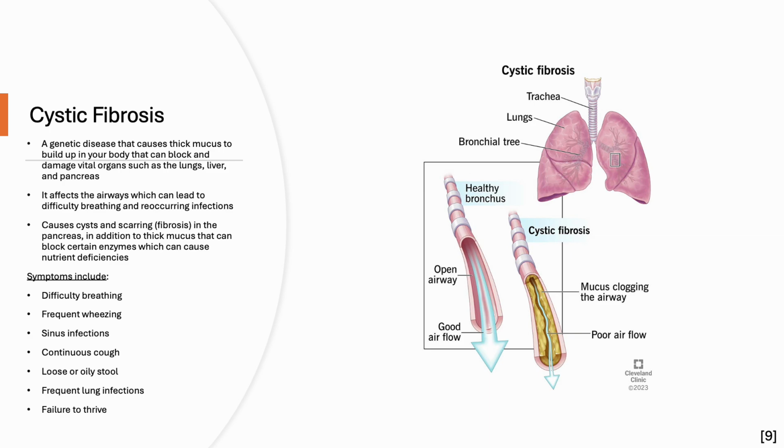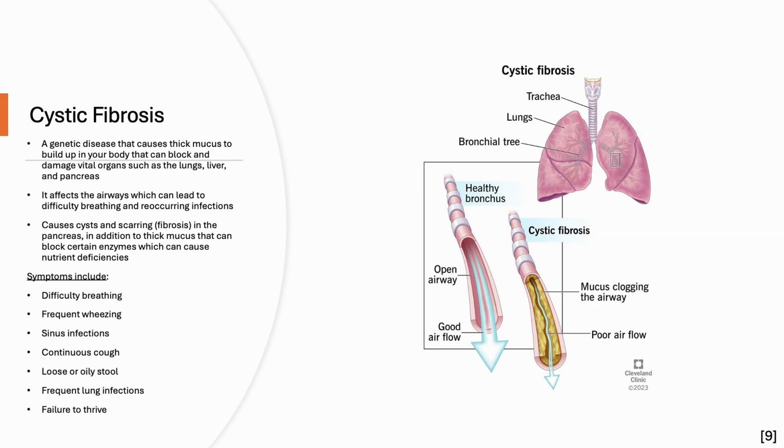It can cause cysts and scarring, which is basically fibrosis in the pancreas, in addition to thick mucus that can block certain enzymes, which can cause nutrient deficiencies. Symptoms also include difficulty breathing, frequent wheezing, sinus infections, continuous cough, loose or oily stool, frequent lung infections, and failure to thrive.